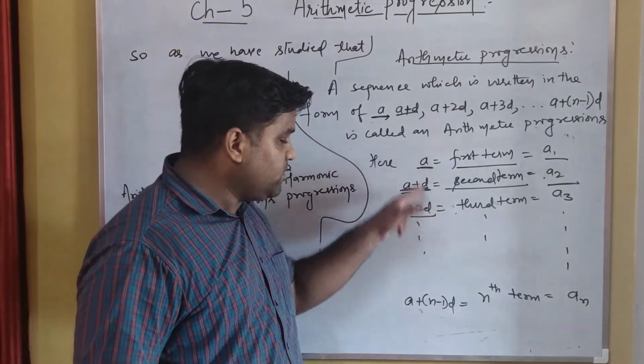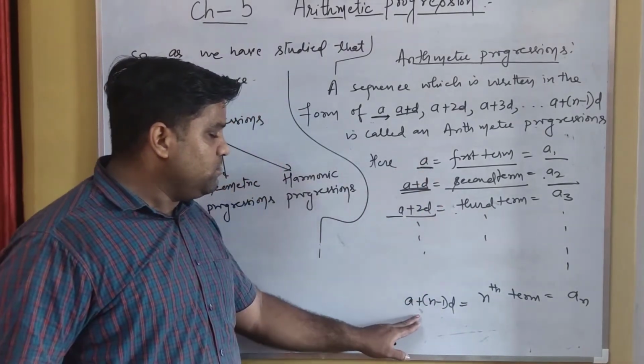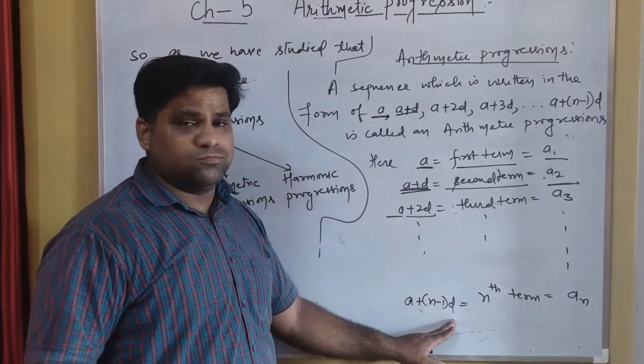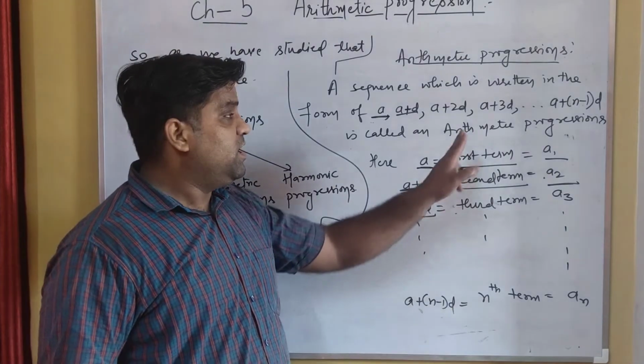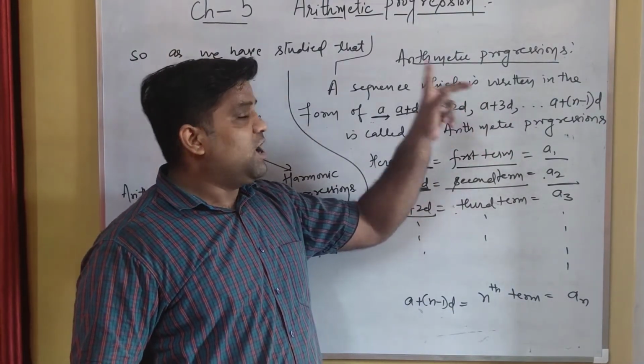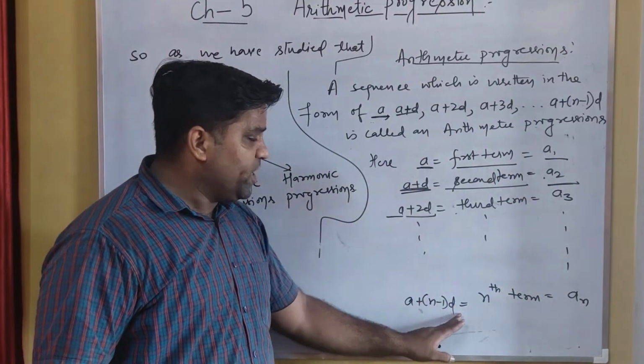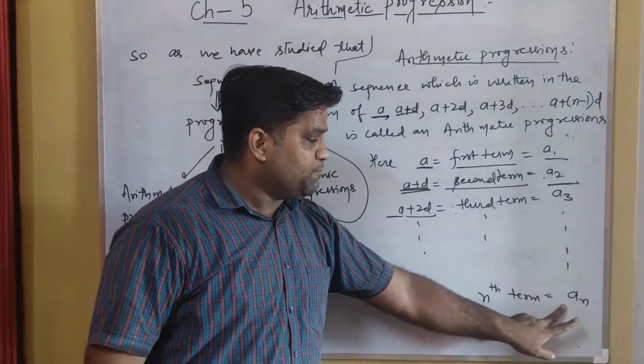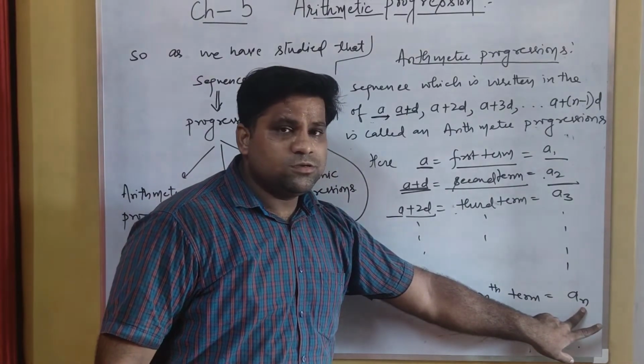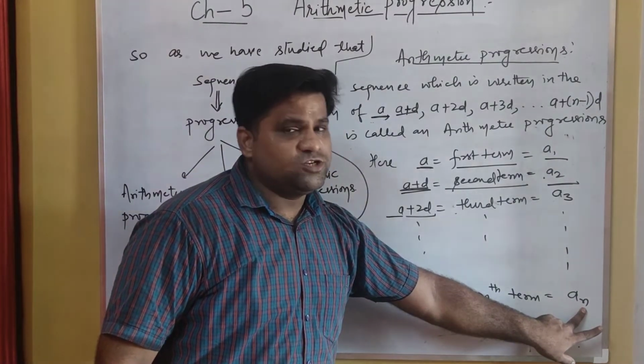And similarly, at the end, we come to the nth term of the arithmetic progression, which is a sequence also. So here a plus (n minus 1) into d is called the nth term of an AP, and it is denoted by an.